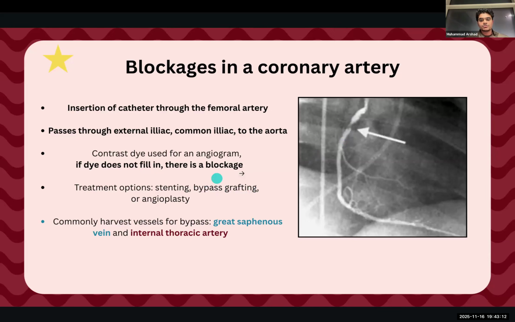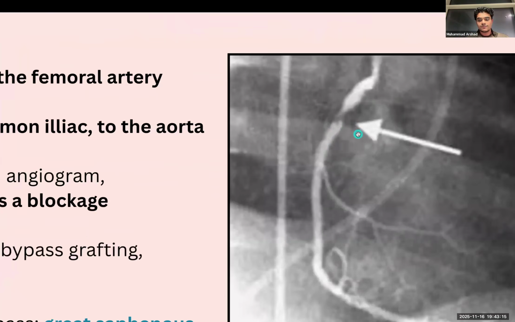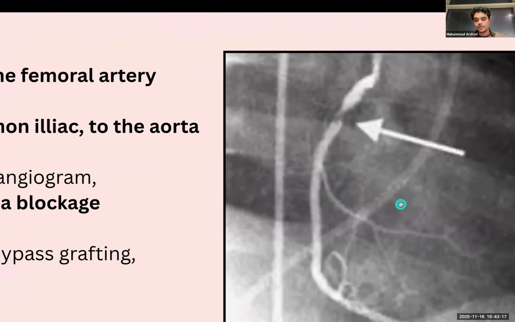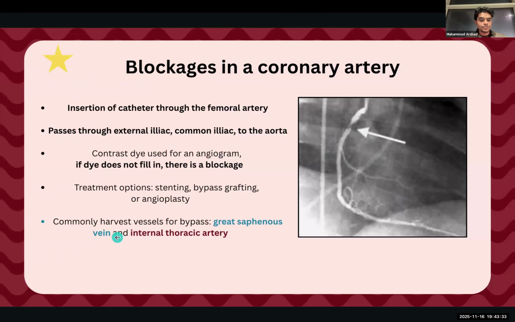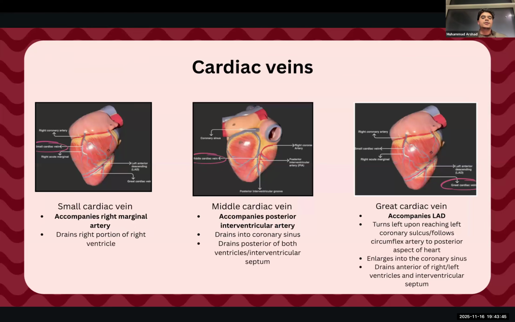So first of all, I'll just talk about bypass grafting. The whole concept of bypass grafting is you take a blood vessel from another part of the body and you use it to connect these two areas that aren't blocked, right? So the issue is over here. The blood isn't going because we have this blockage here. So we'll just circumvent it by bringing another vessel from another part of the body and attaching it between these two areas that are not blocked. And you should definitely know that commonly harvested vessels for this bypass are the great saphenous vein and the internal thoracic artery. These are the two that are used the most for bypass surgery.